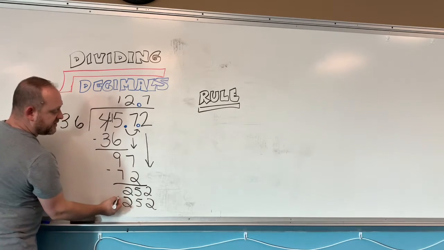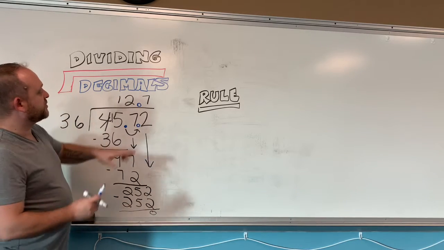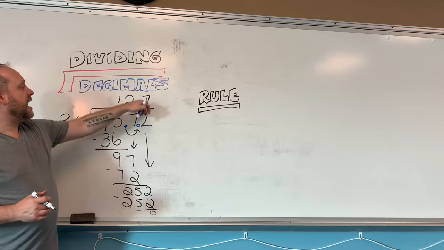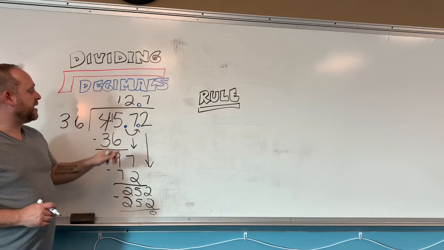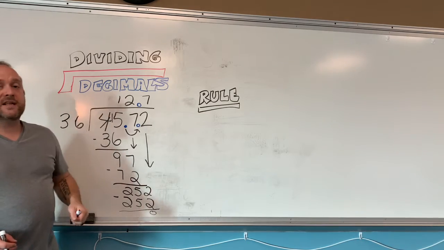If we subtract 252 from 252, we get a remainder of 0, and we get to stop because we have worked with our last digit of our dividend. This now is our quotient, and ladies and gentlemen, since our decimal point's already been moved up to the right space, we are done.